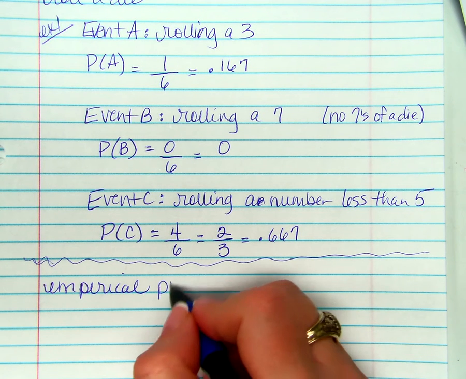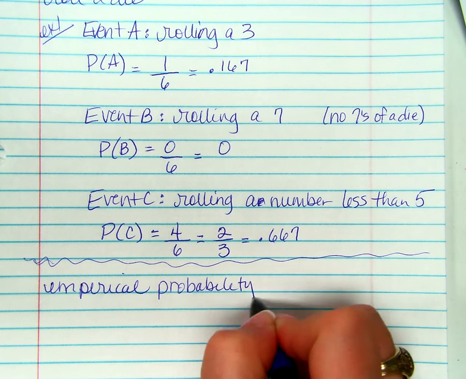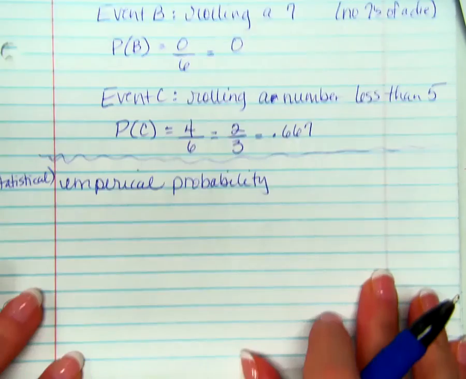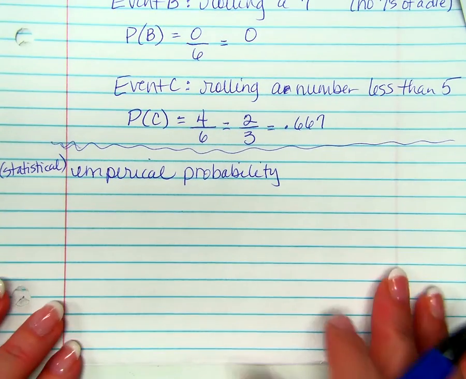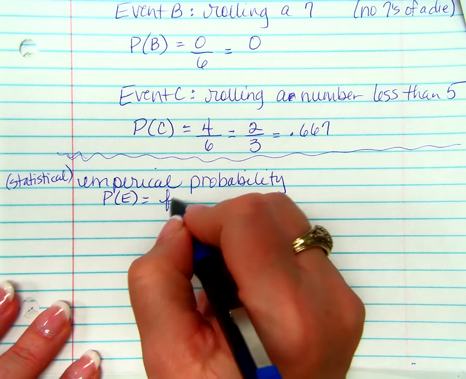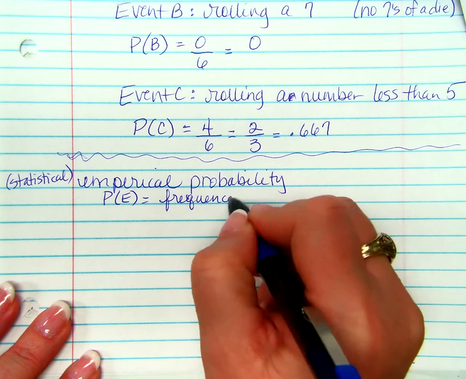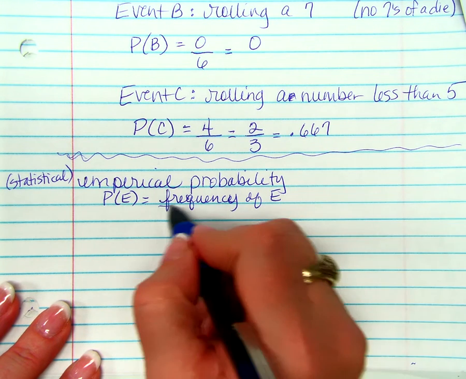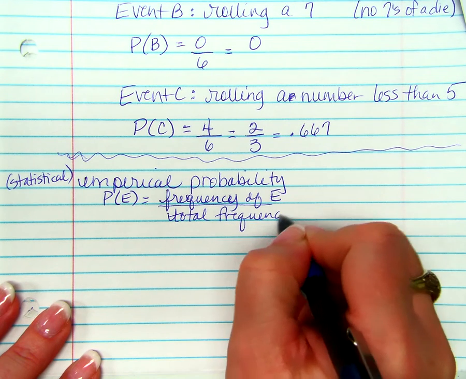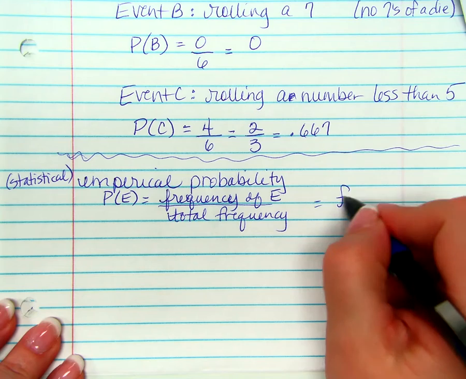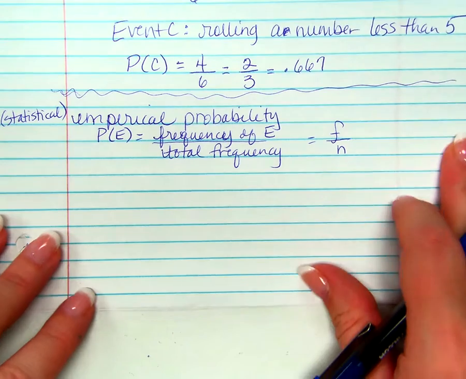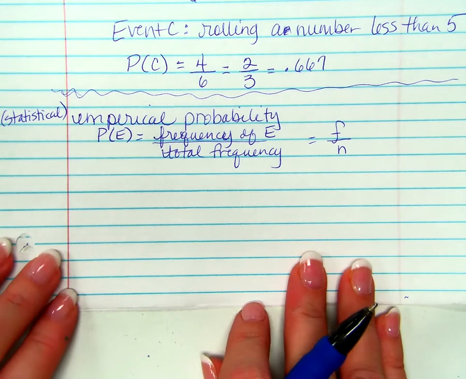Empirical or statistical probability. The probability of event E is the frequency of E divided by the total frequency, which is F over N. So what do you need in order to be able to do some empirical probability? You need some results, right? You need some values, you need some frequencies.